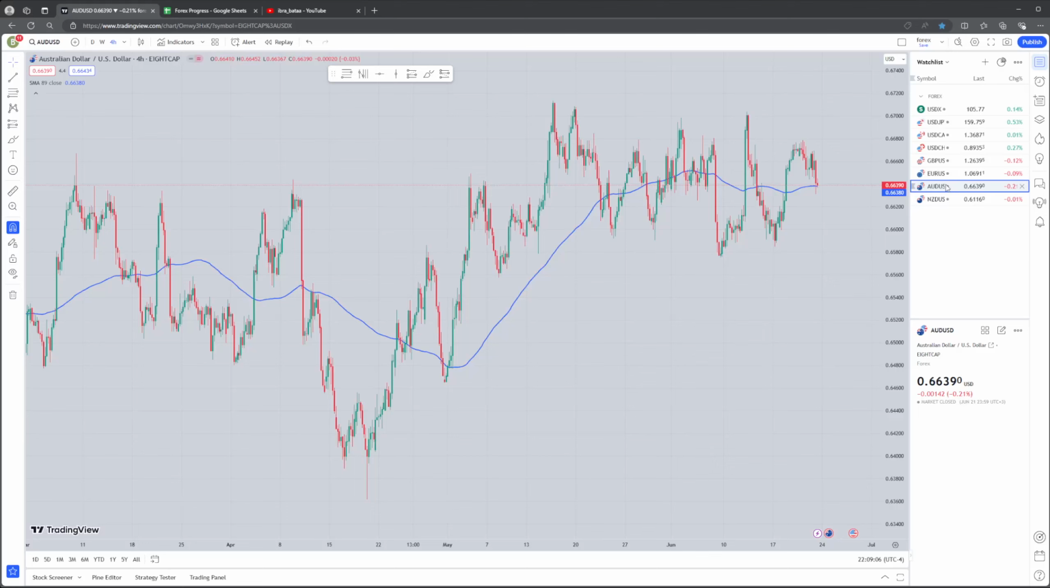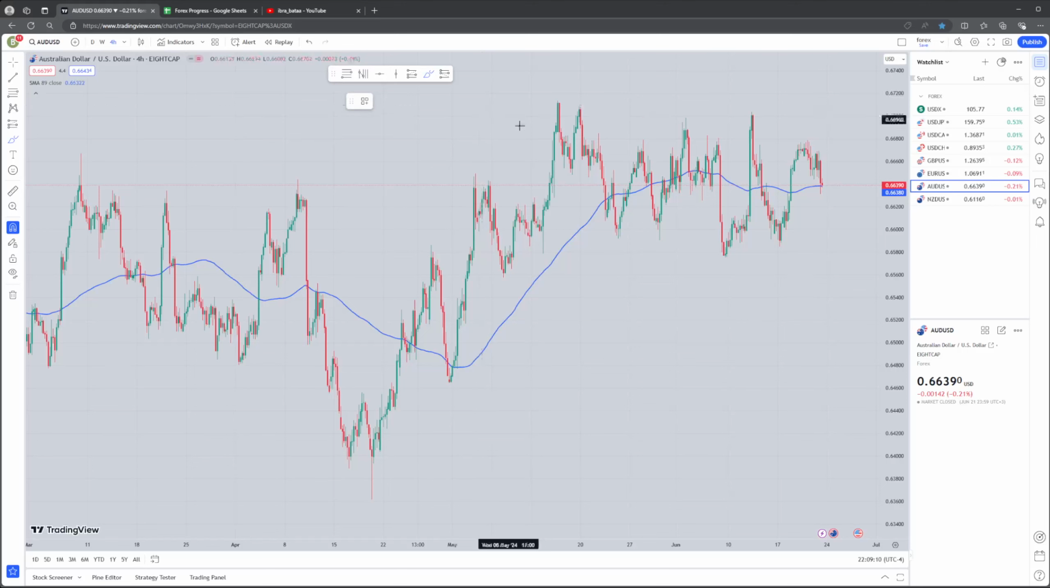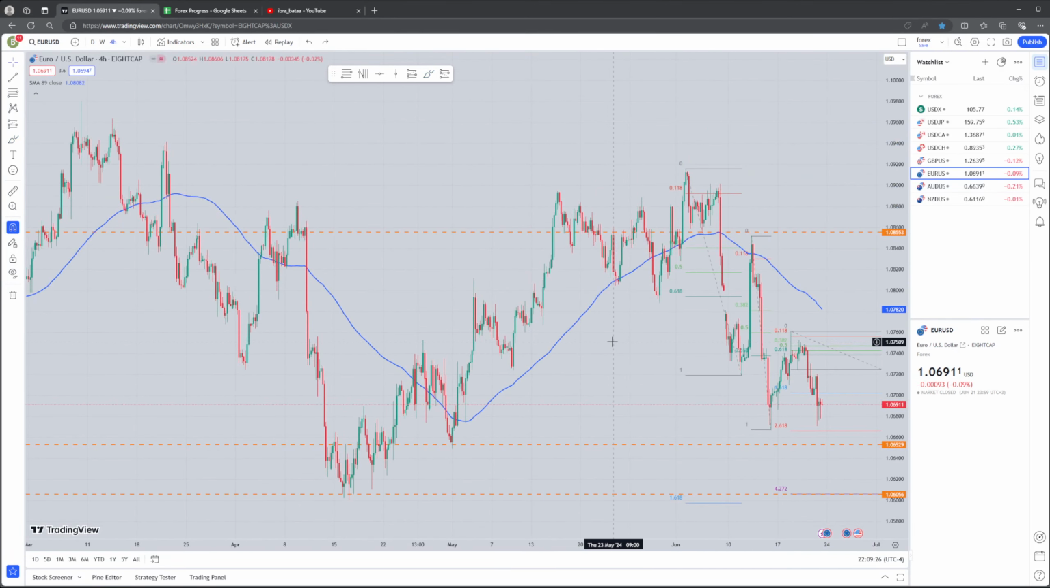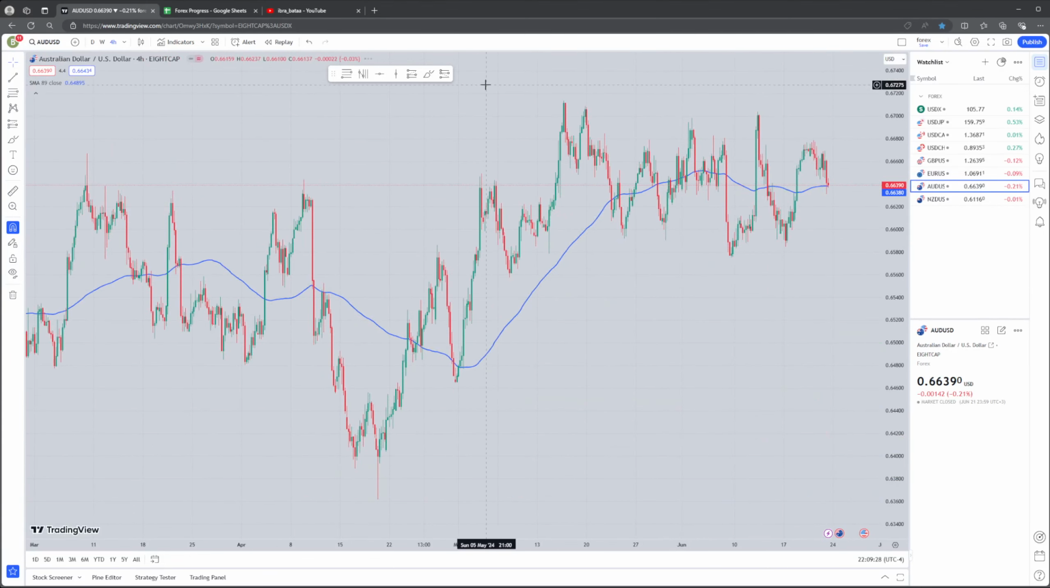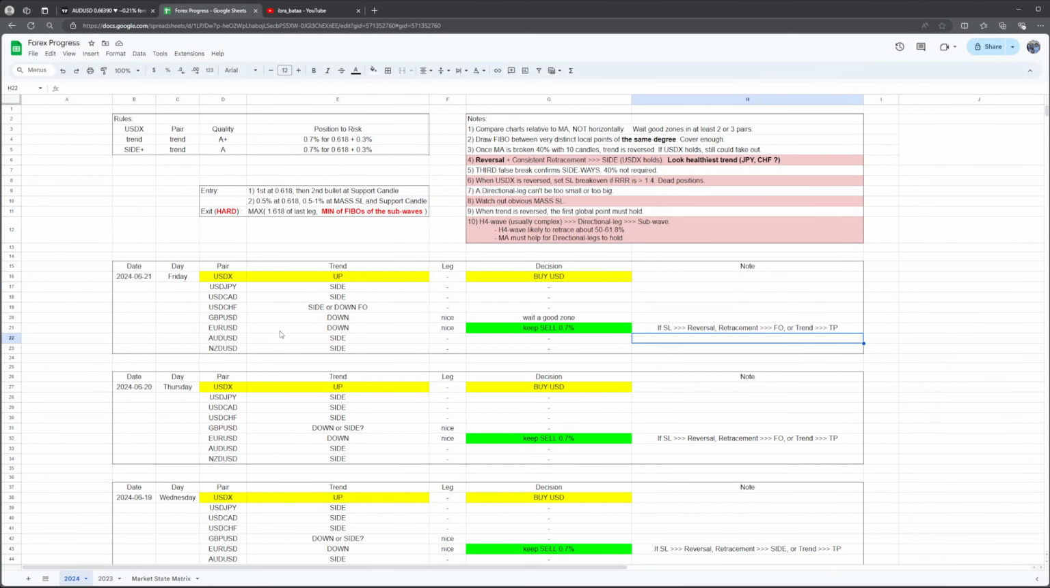Okay, next pair, Aussie. Here at the Aussie, the market is clearly doing sideways action. Down, up, down, up, down, up. So here the market is doing the sideways. It could go either way, and it's best not to trade. Okay, let's write it down. Aussie, sideways action, no trend, no trade.